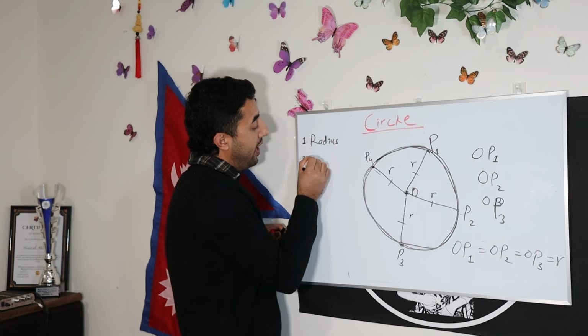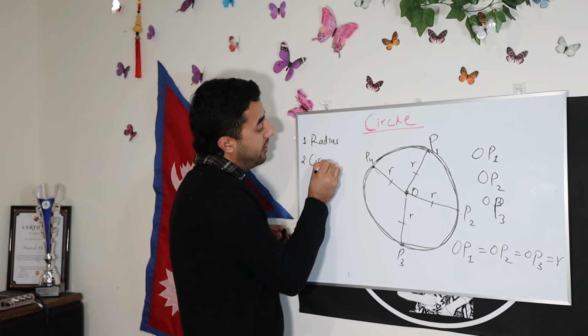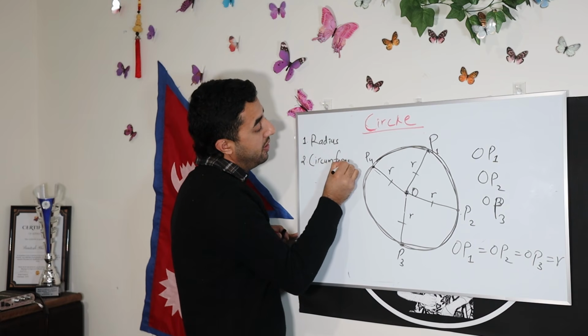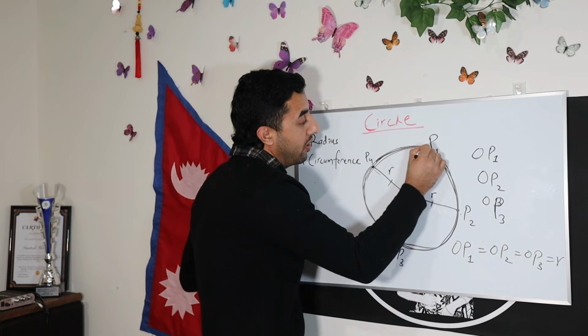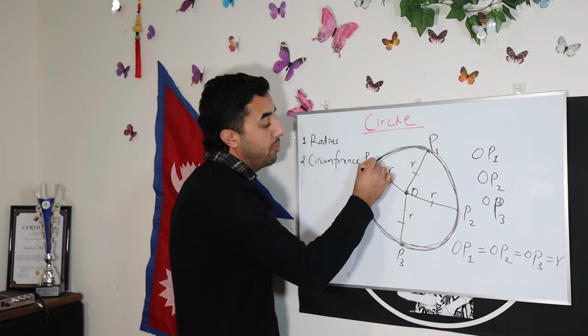We learn another term, circumference. Let's define circumference. Circumference is the length of the circle. The whole length of circle is called circumference.